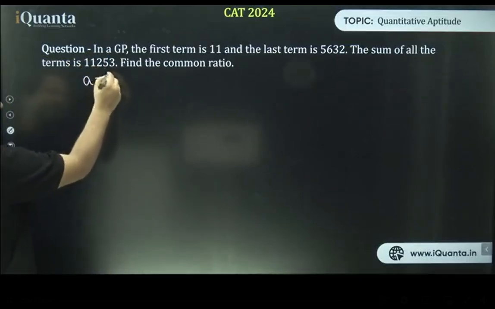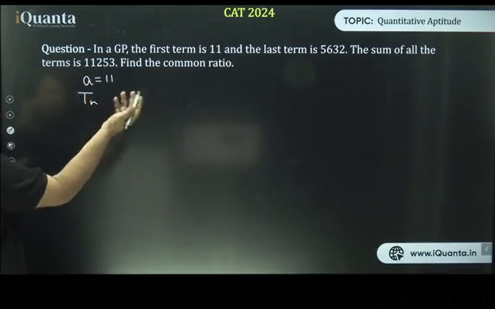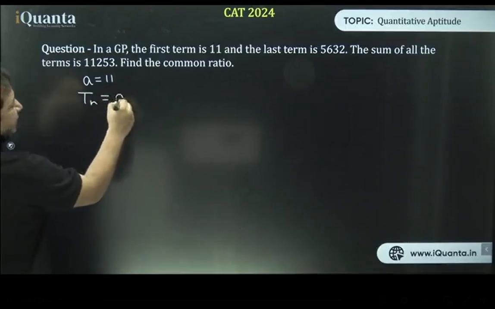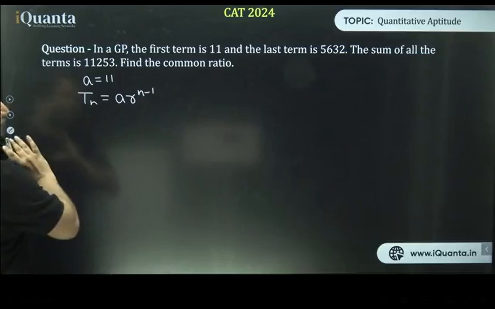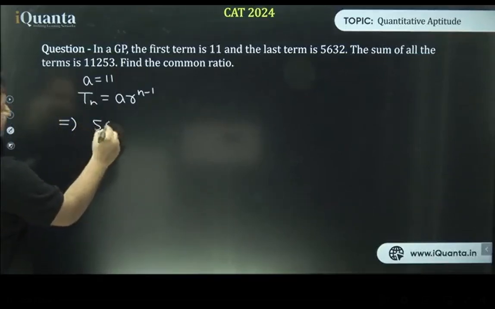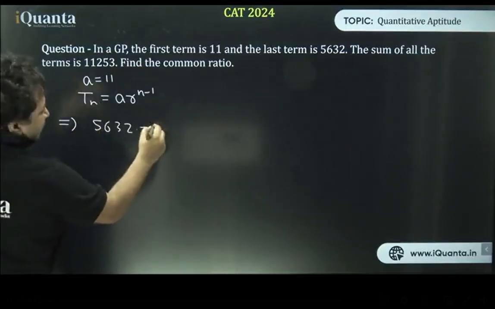First term, that is A, is 11. Agreed. Last term, let there be n terms only. So last term will be Tn. This will be A R to the power n minus 1. All of us know that. Let's forget everything. This Tn is given as 5632. A can be replaced with 11, and now we have this.